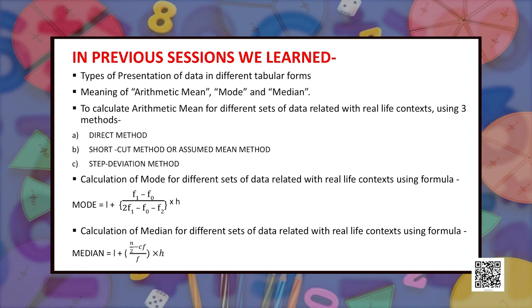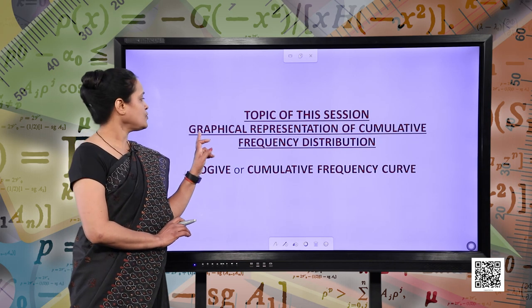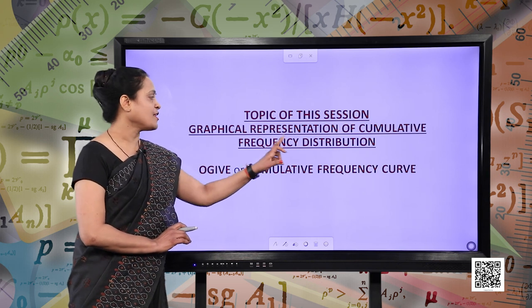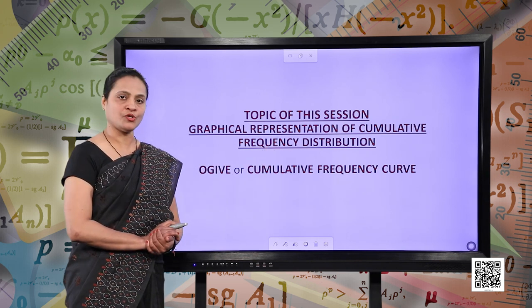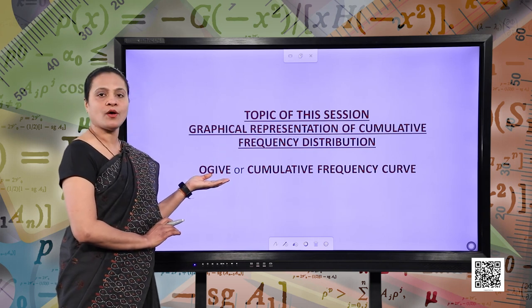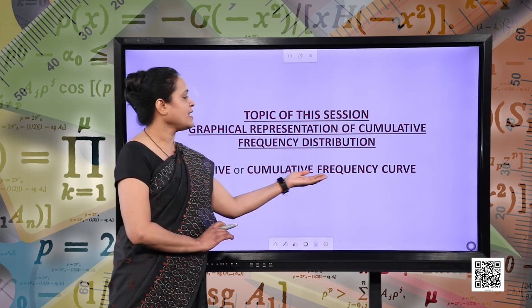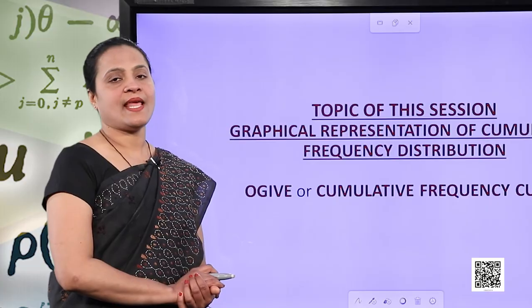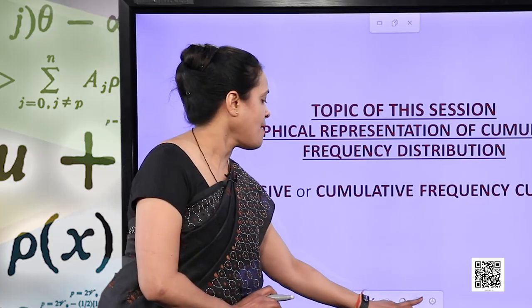In this session, we will learn how to graphically represent cumulative frequency distribution. Such representation is called either ogive or cumulative frequency curve. Let us take an example.